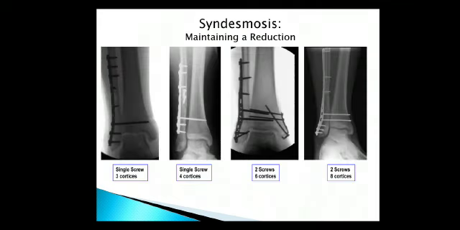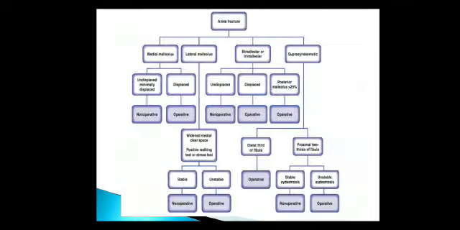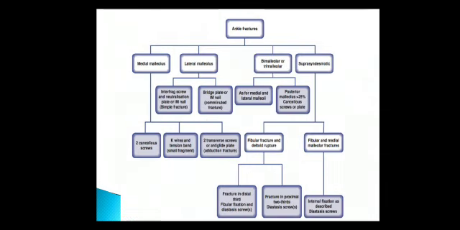We can see there are various ways of fixation: a single screw passed through the syndesmosis with 3 cortices, or a single screw with 4 cortices, or 2 screws with 6 or 8 cortices. This is a flow chart for you to go through. Basically, whenever the ankle joint is unstable, it needs to be fixed.